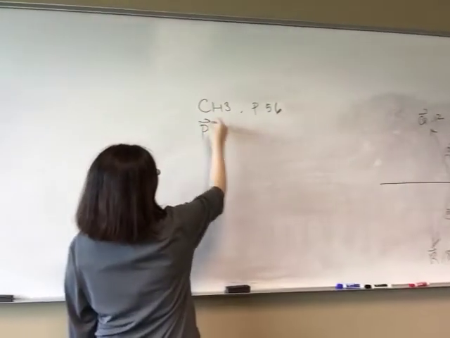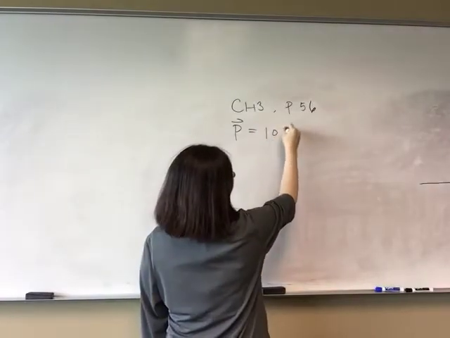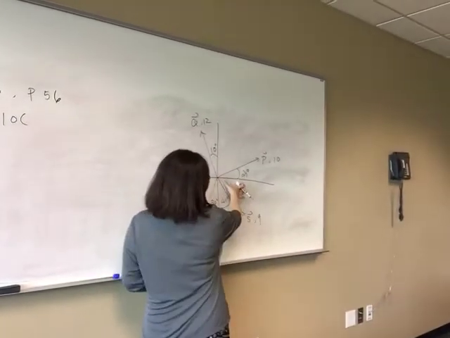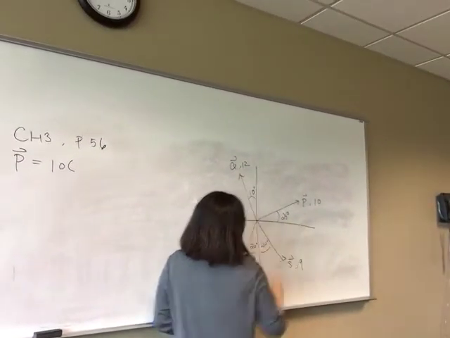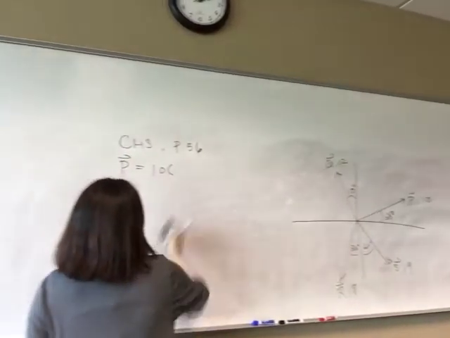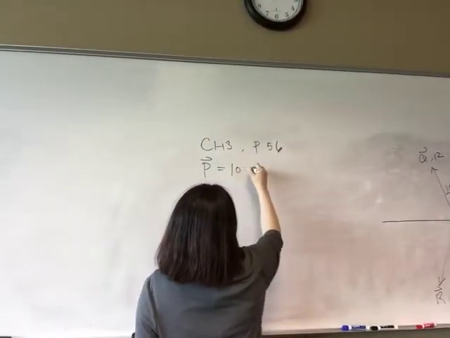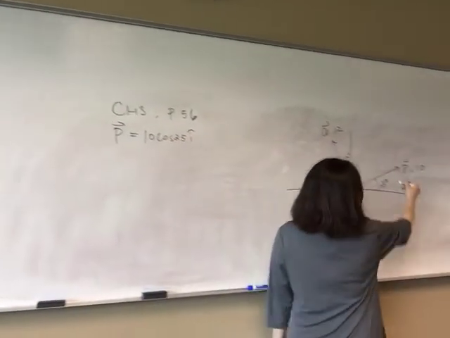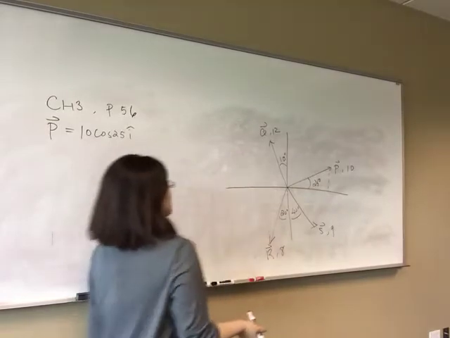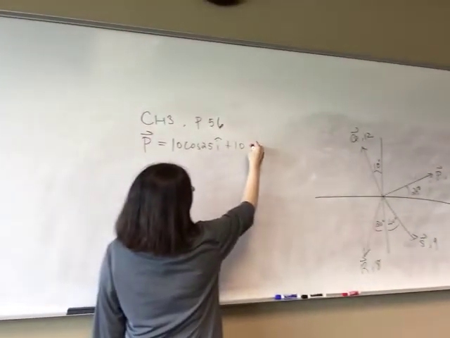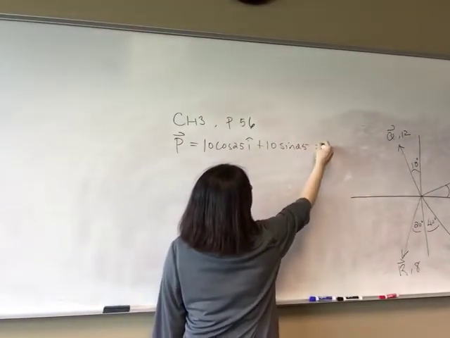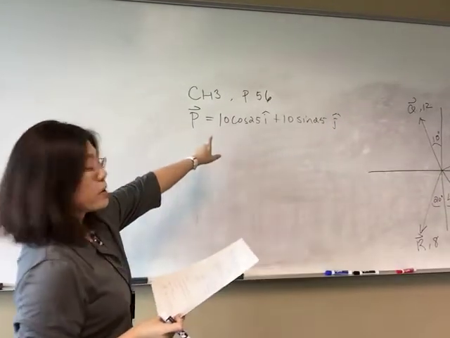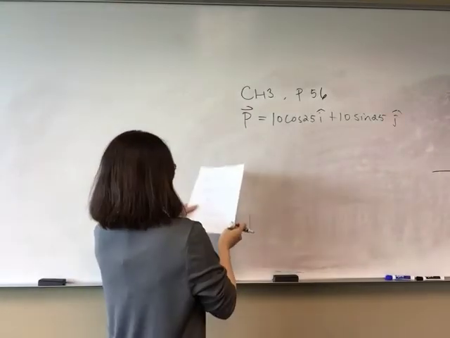So your P has a vector that is 10, and remember, this is just small, the x component. The x component is just 10 times cosine 25 I hat, and then your y component is plus 10 times sine of 25 j hat. Okay, so your p can be easily calculated, and I don't have the value, but you can punch it into a calculator very easily. So what about your next vector?